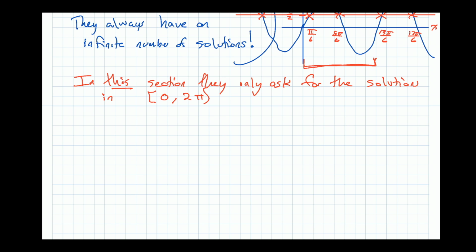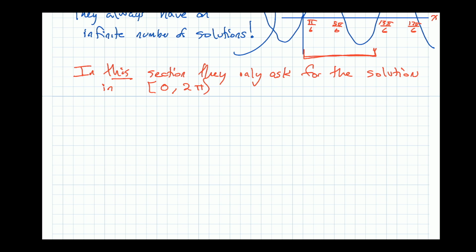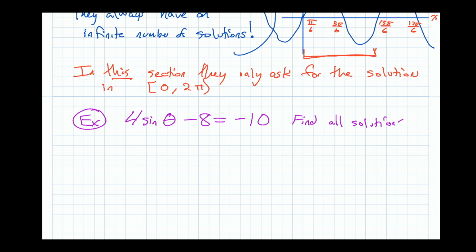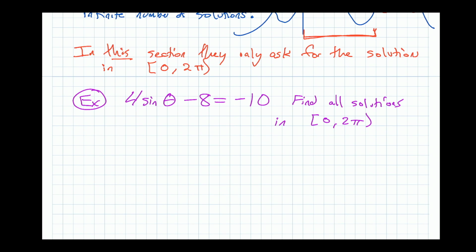Now, how are you actually going to solve some trig equations? Well, let's look at one. Example: they say 4 sine theta minus 8 equals negative 10, and they say find all solutions in 0 to 2 pi. They actually listed it as an inequality. They didn't list it this way, they listed it this way. But that means the same thing, right?